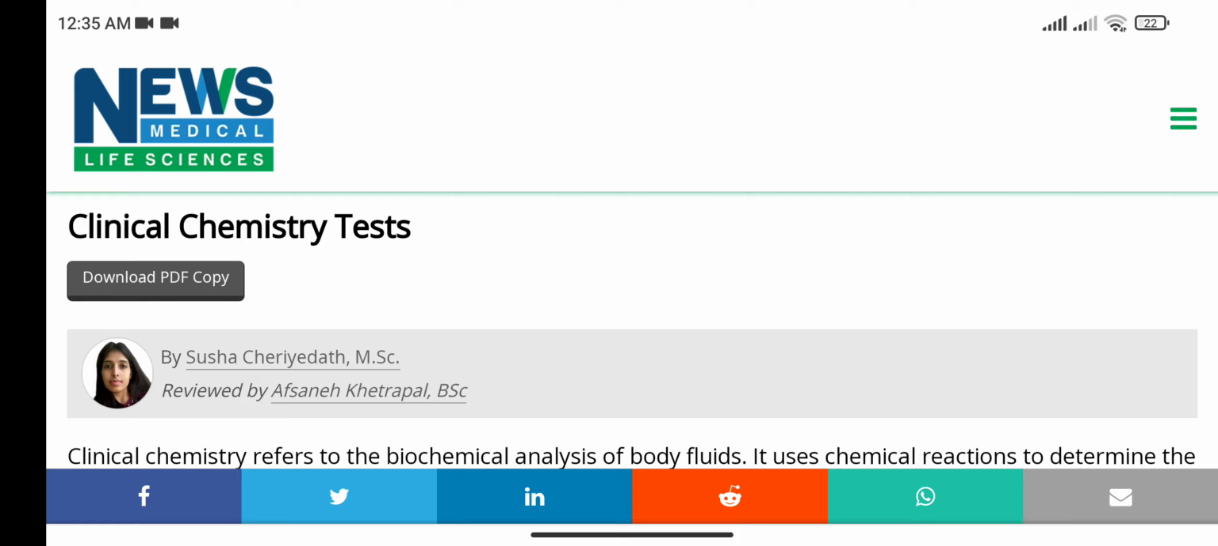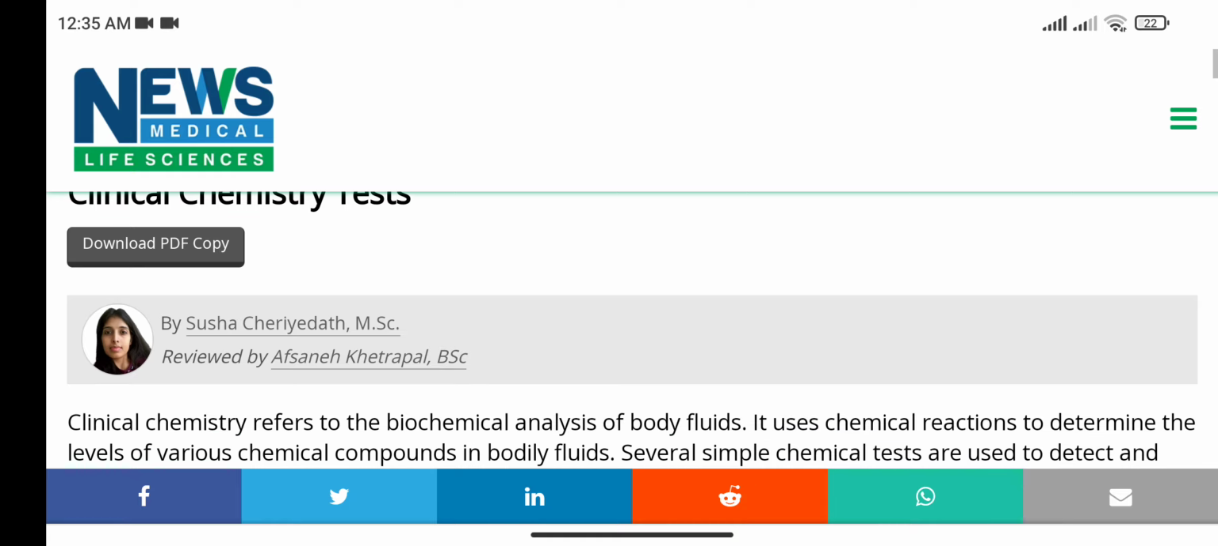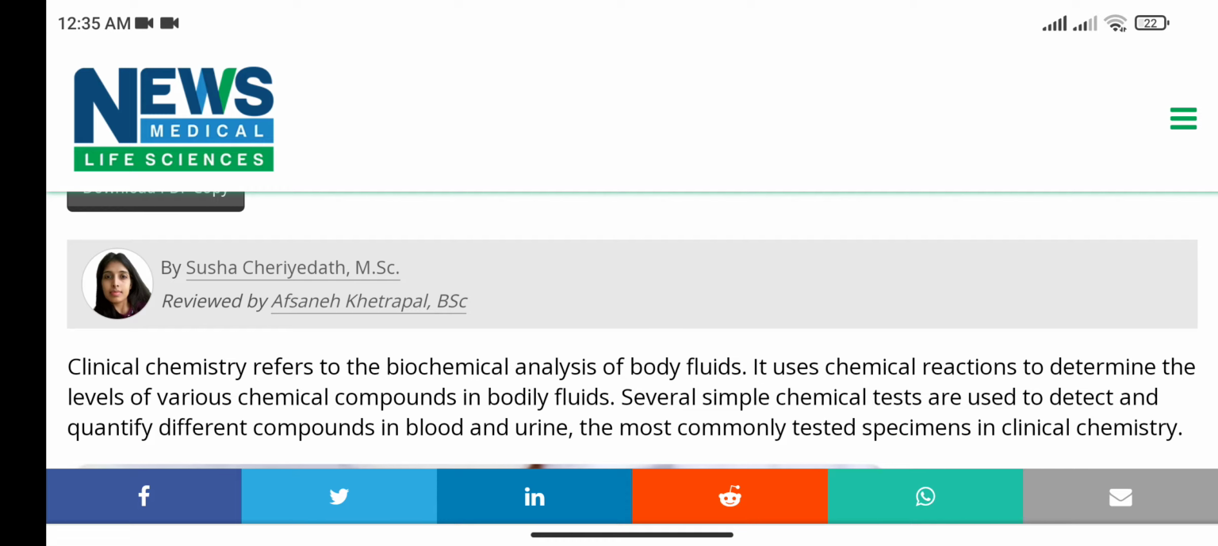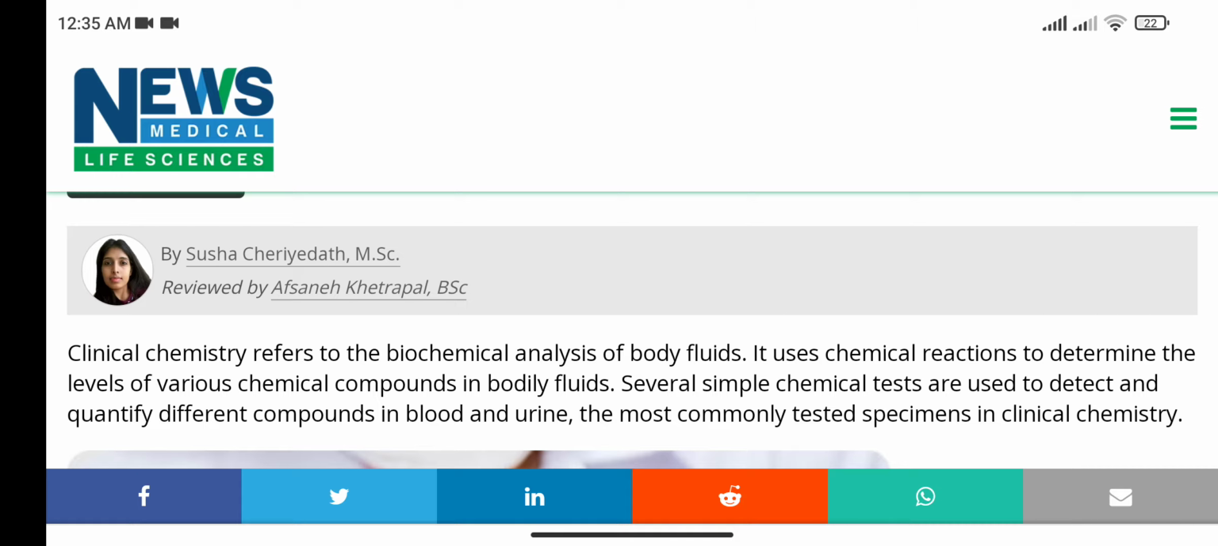Clinical chemistry test, the second subcategory of pathology. First of all, we discuss the hematology, and then we will discuss clinical chemistry, the biochemistry of our life. Clinical chemistry refers to the biochemical analysis of body fluids. It uses chemical reactions to determine the levels of various chemical compounds in bodily fluids. Several simple chemical tests are used to detect and quantify different compounds in blood and urine.